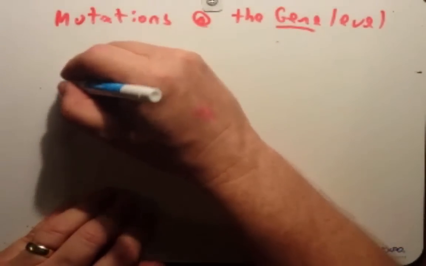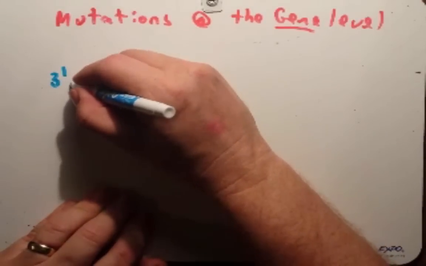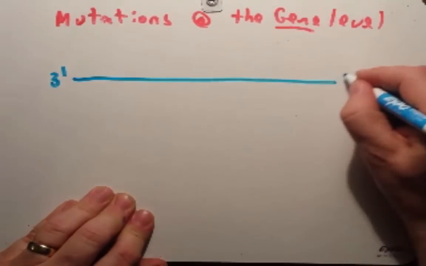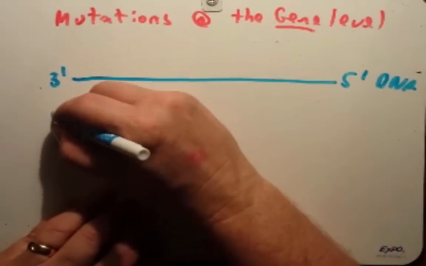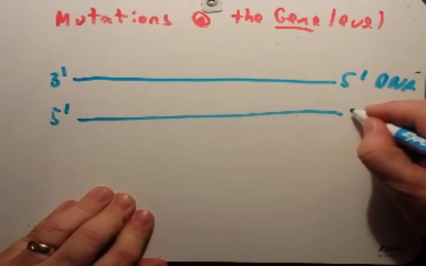So let's draw the DNA, and I'm going to draw using the template strand, so 3' to 5'. This is our DNA. And then our RNA, messenger RNA, is going to be 5' to 3'.